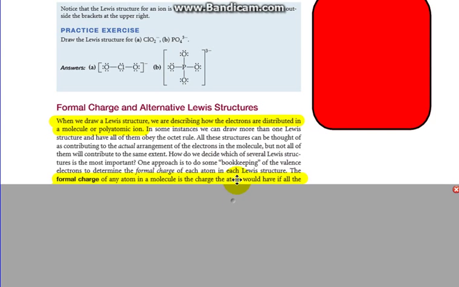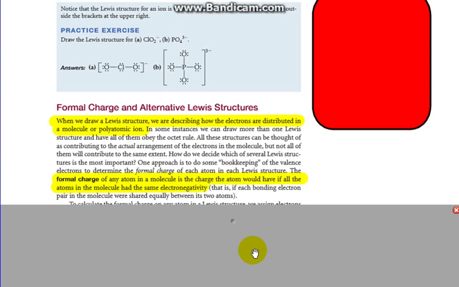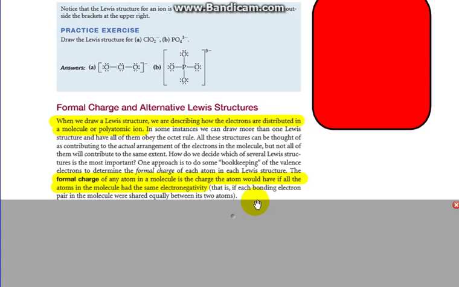One approach is to do some bookkeeping of the valence electrons to determine the formal charge of each atom in the Lewis structure. The formal charge of any atom in a molecule is the charge the atom would have if all the atoms in the molecule had the same electronegativity. That is, if each bonding electron pair in the molecule were equally shared.